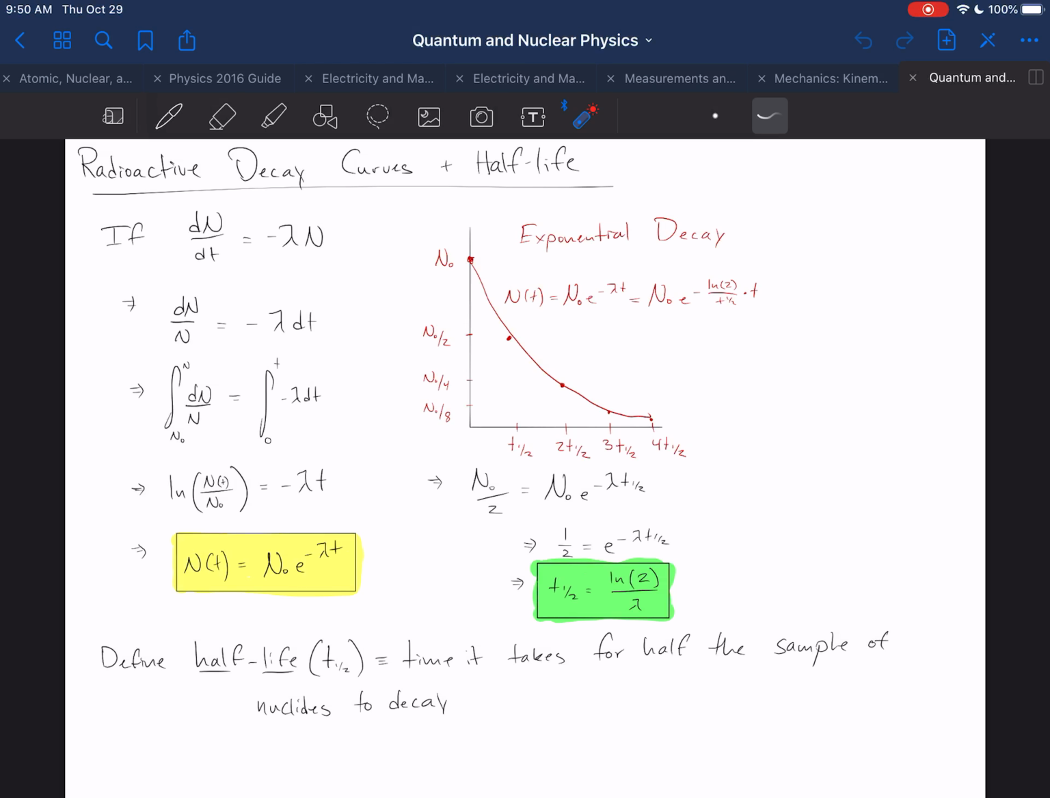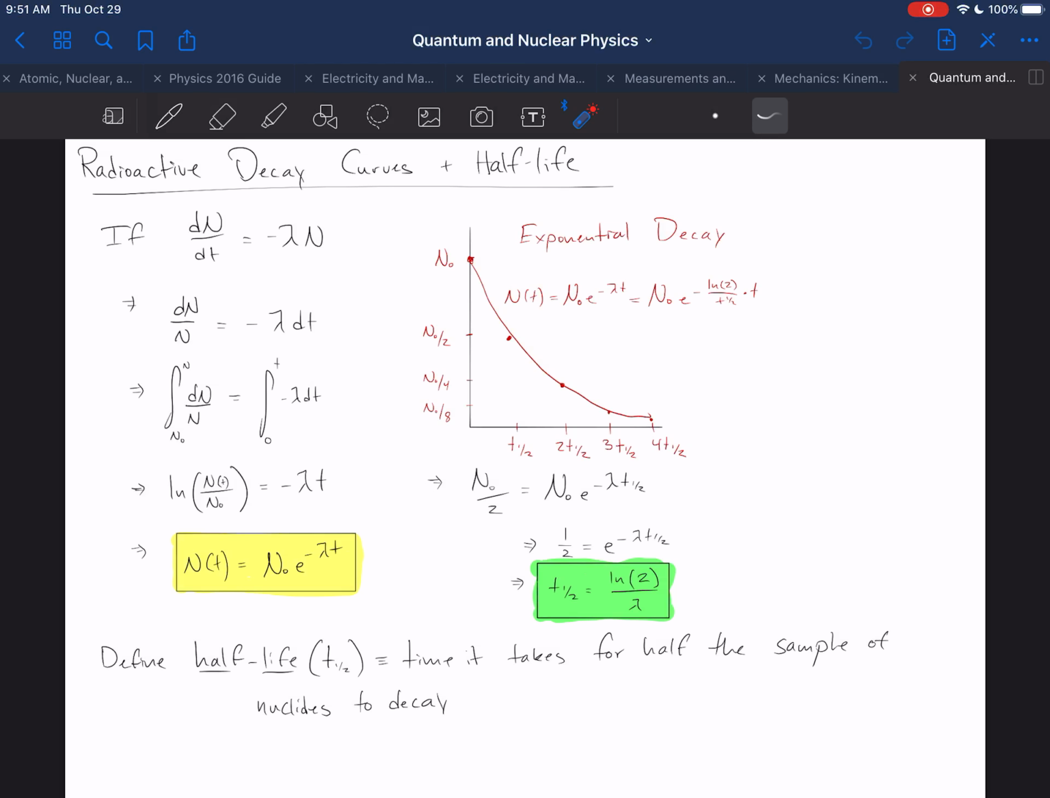In doing so, the integral of dn over n is the natural logarithm of n over n naught, where n naught is a constant and n is a function of time. And if I integrate this side of the equation, the integral from 0 to t of any constant dt is just t, okay? Because as I substitute in my bounds, the 0 term drops away, and so I'm left with just t.